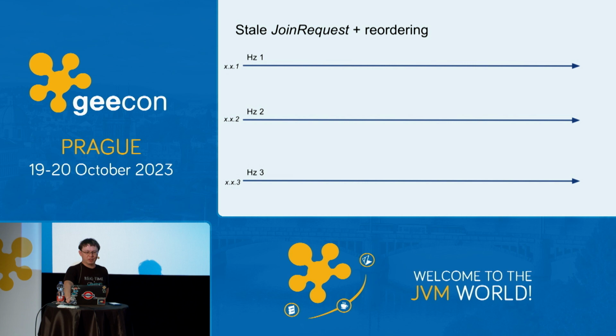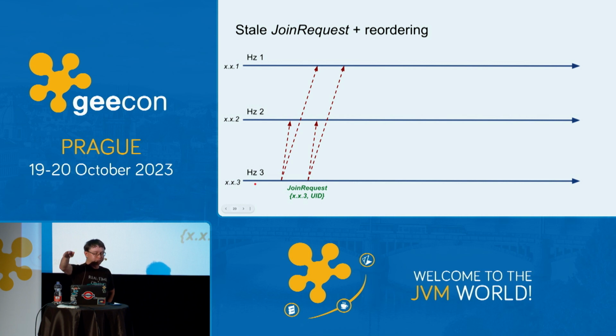How could it be represented on a timeline diagram? In the following way: there are two existing members, and this is the new member that would like to join the cluster, and it starts sending this join request. At some point in time, it realizes that it has already joined the cluster and stops, but while that doesn't happen, it continues to resend this join request.